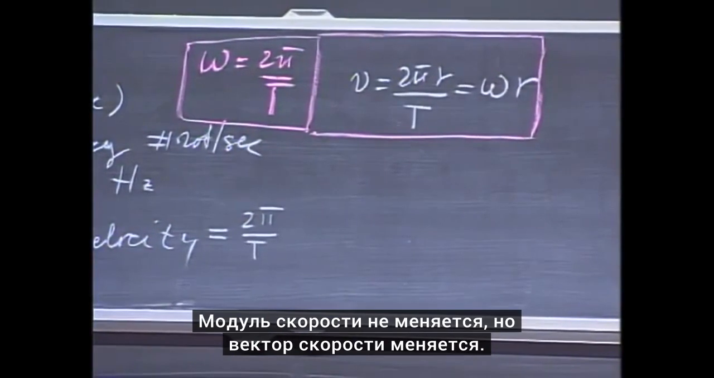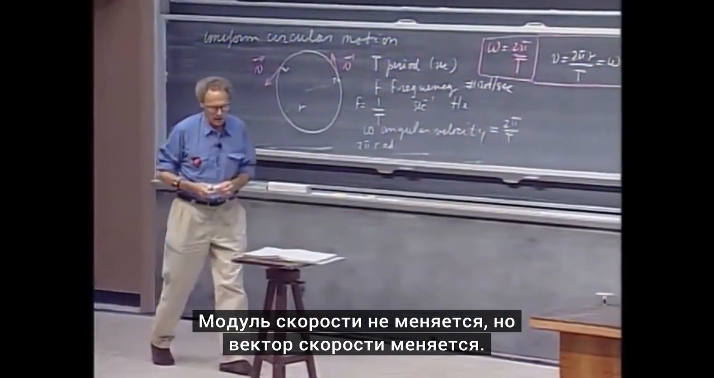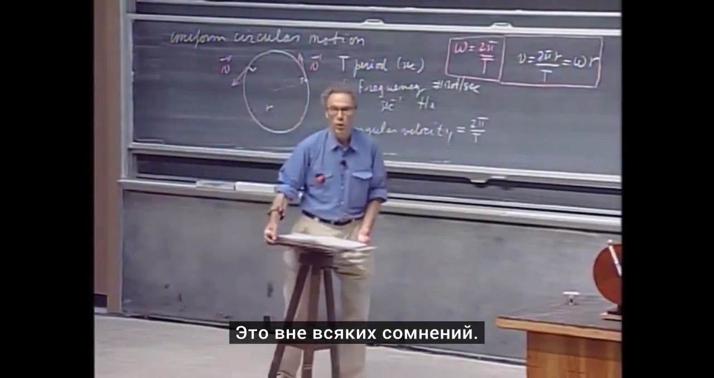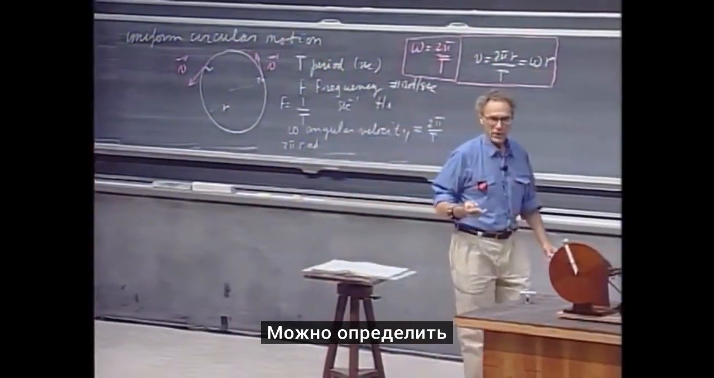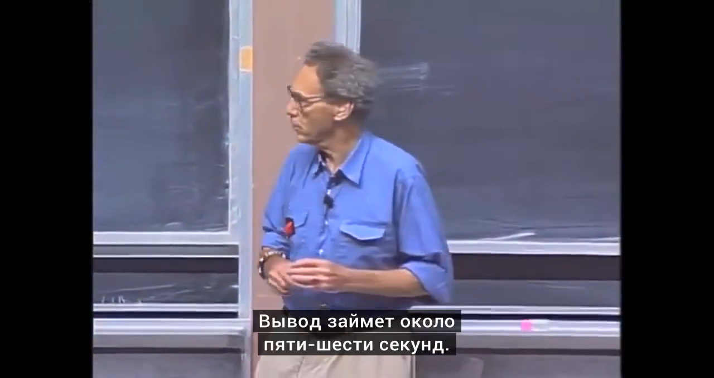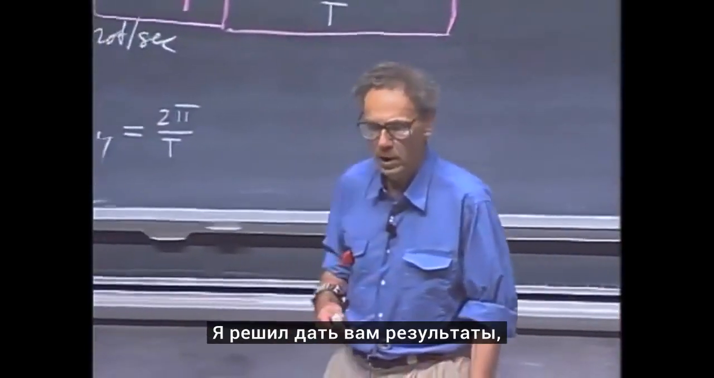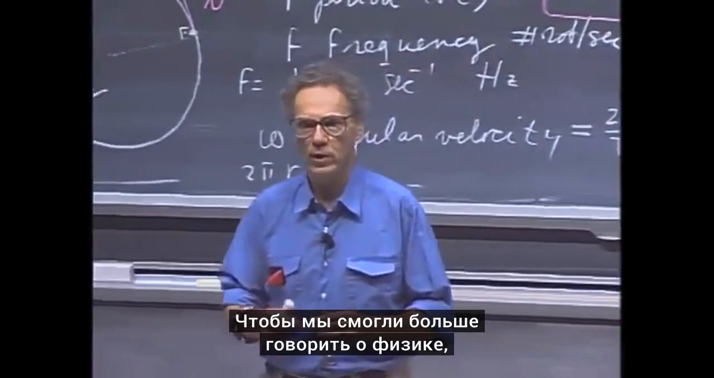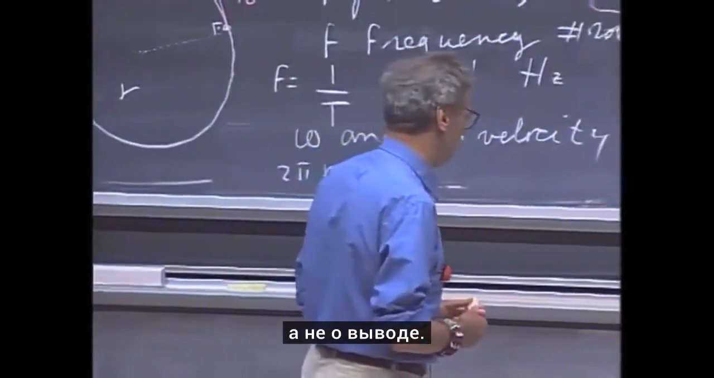The speed is not changing, but the velocity vector is changing. Therefore, there must be an acceleration that is non-negotiable. You can derive what that acceleration must be in terms of magnitude and in terms of direction. It's about a 5-6 minute derivation. You'll find it in your book. I have decided to give you the results so that you read up on the book, so that we can talk more about the physics rather than on the derivation.